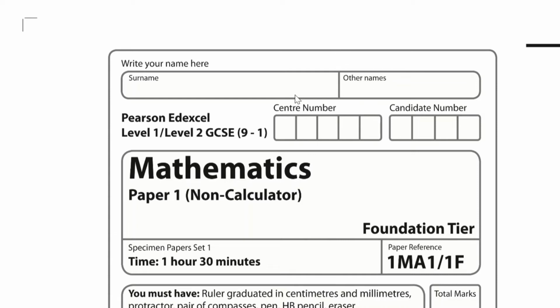This is the Edexcel GCSE 9-1 Maths Foundation Paper 1 from the Specimen Set 1 papers, and this paper is a non-calculator paper.